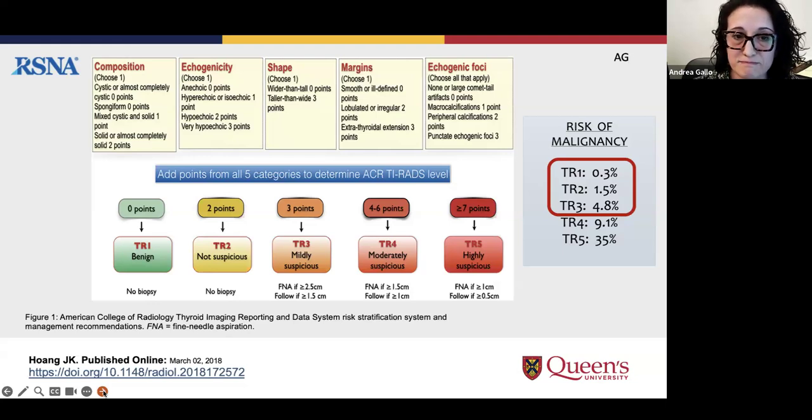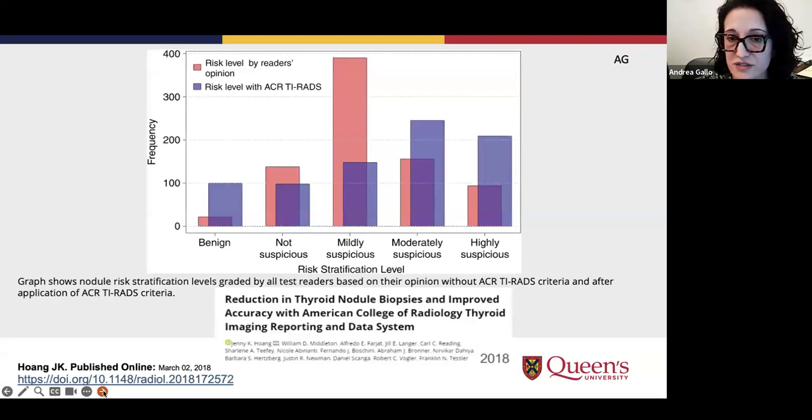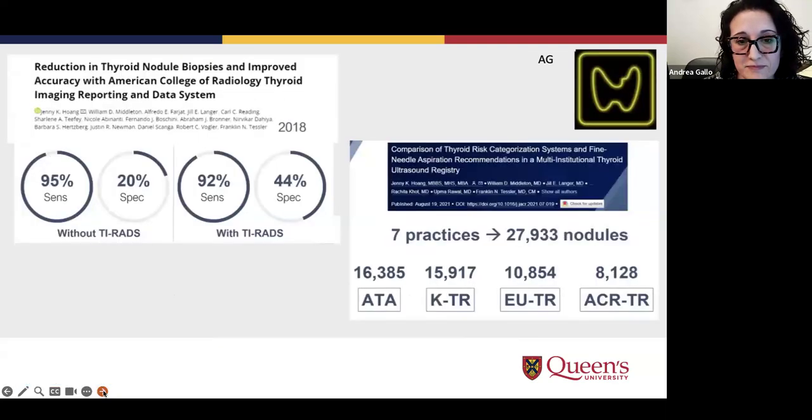Next slide. Just to point out more of the same, basically the use of TIRADS definitely improved the definition of the risk of every nodule on ultrasound since the TIRADS system was released. Next slide.